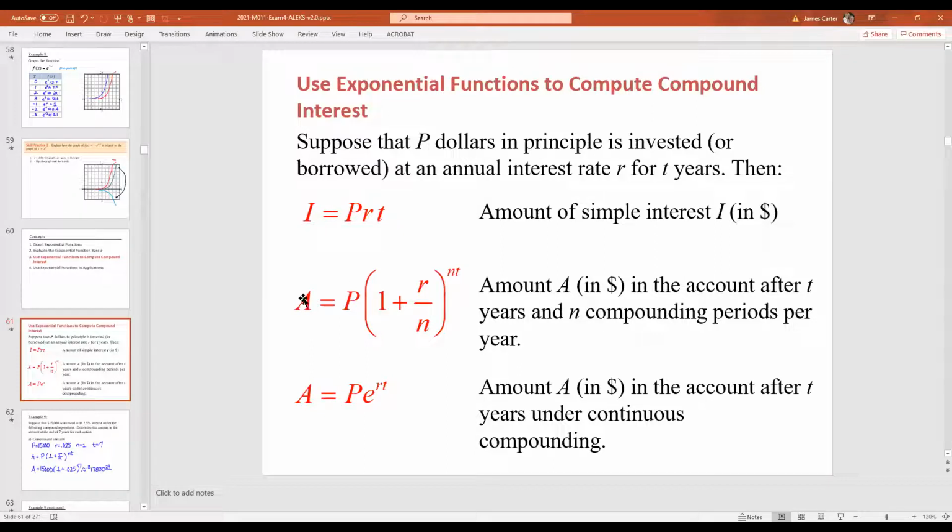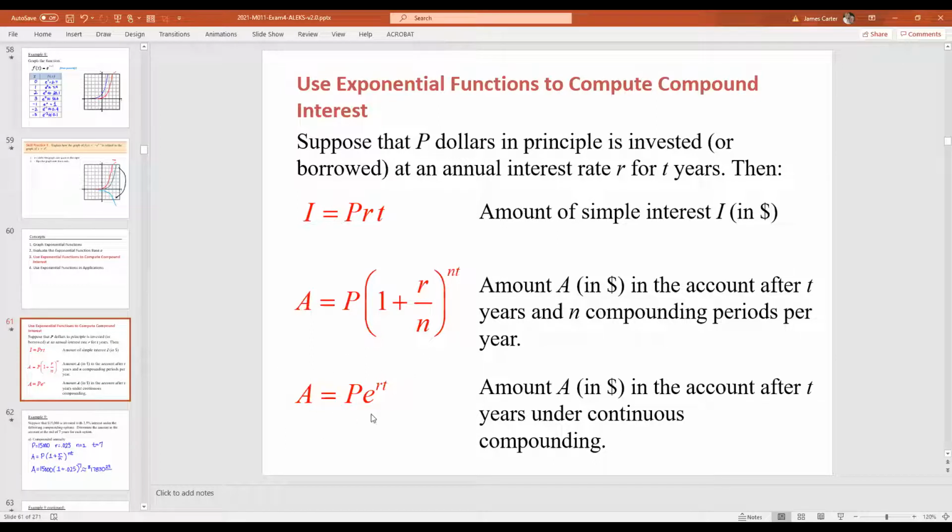This second one is the ending amount equals how much you started with times 1 plus your interest rate over how many times you're compounding it per year, and then to the power of how many times you're compounding it times how many years.